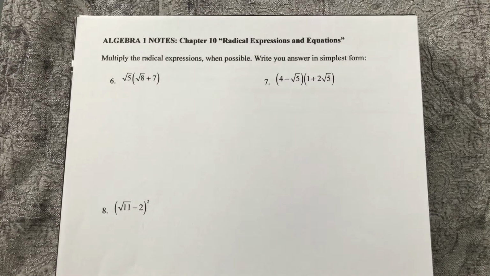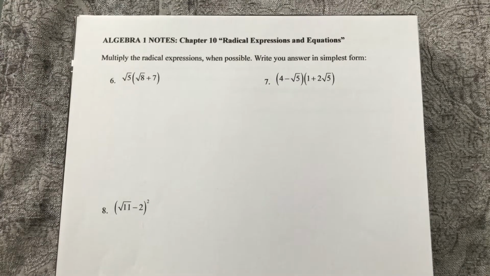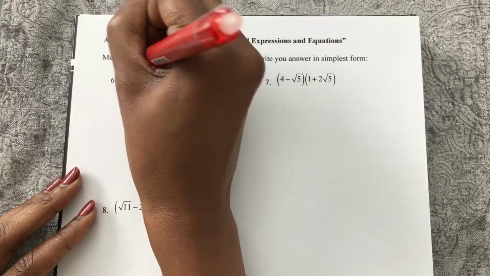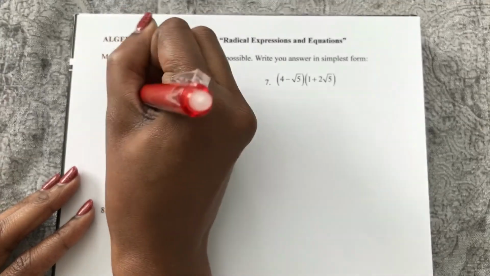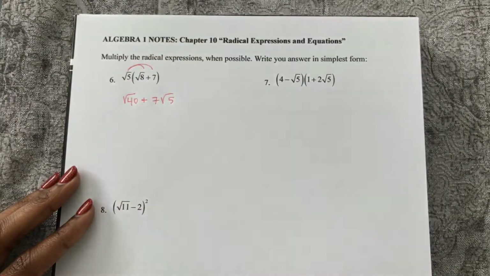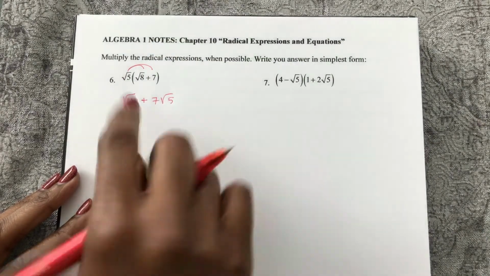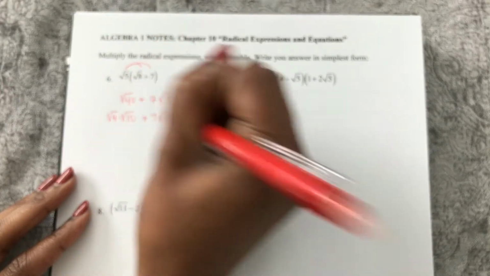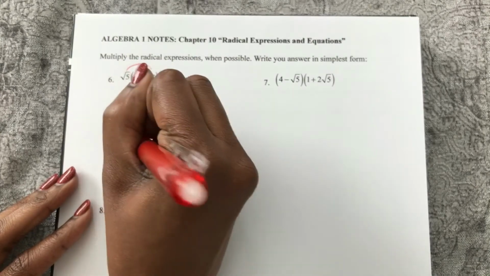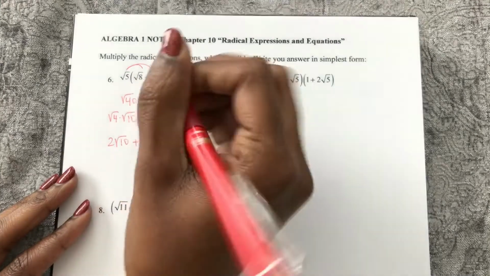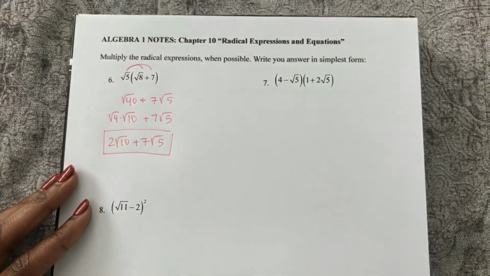So in these next few examples, let's continue on with multiplying the radical expressions and simplifying our answer. In order to multiply these, I'm going to distribute my square root 5. That becomes square root 40 plus 7 square root 5. Now, how can I simplify square root 40? That's square root 4 times square root 10. So that's 2 square root 10 plus 7 square root 5. And these are not like radicals, so we cannot add them together.